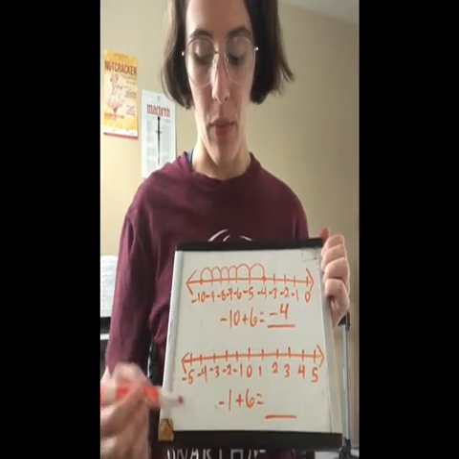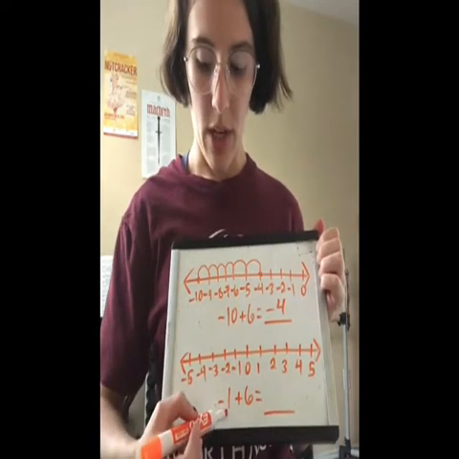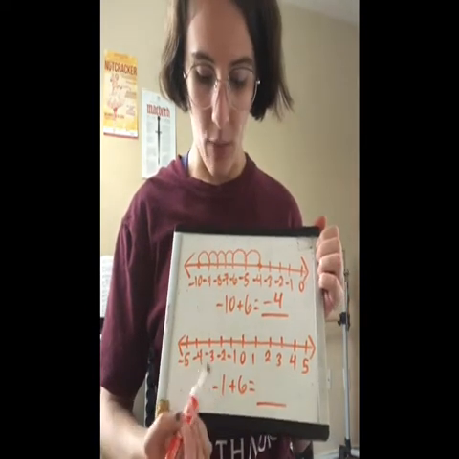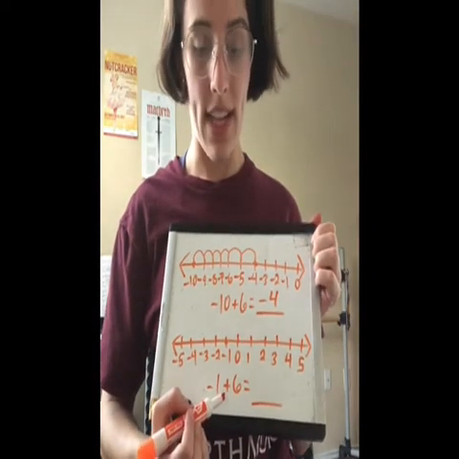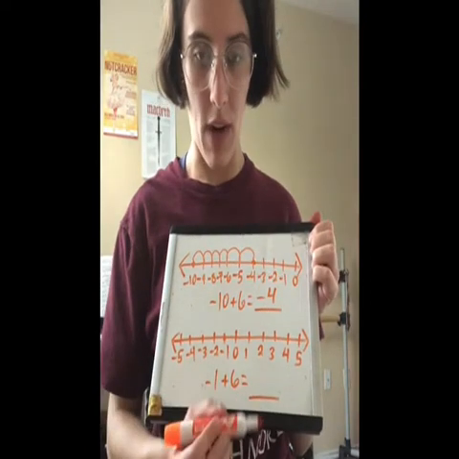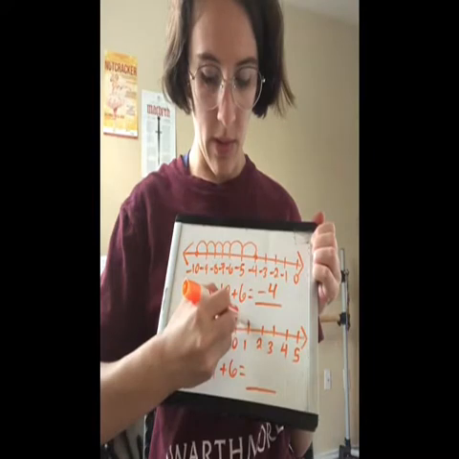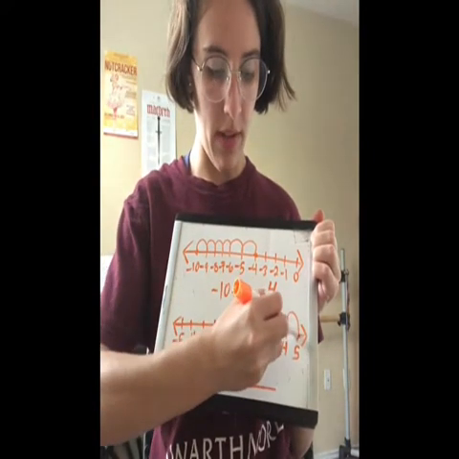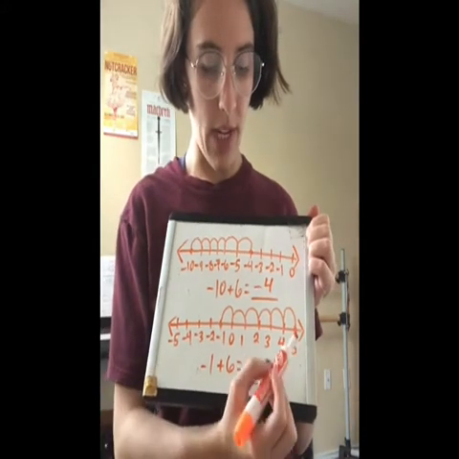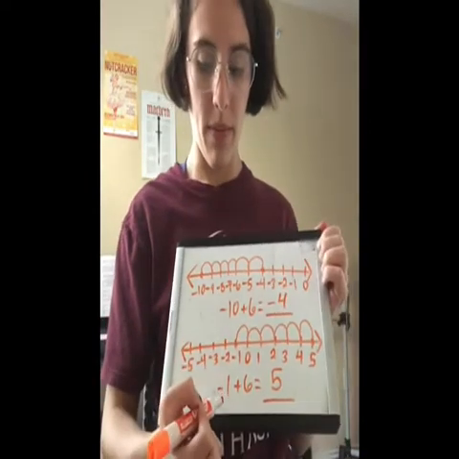For the second problem, we have a number line with both positive and negative numbers. The number we're going to start our bunny hops on is negative 1, right here. Again, we're going to take 6 bunny hops to the right because 6 is positive. So 1, 2, 3, 4, 5, 6. And we landed on 5. So negative 1 plus 6 equals 5.